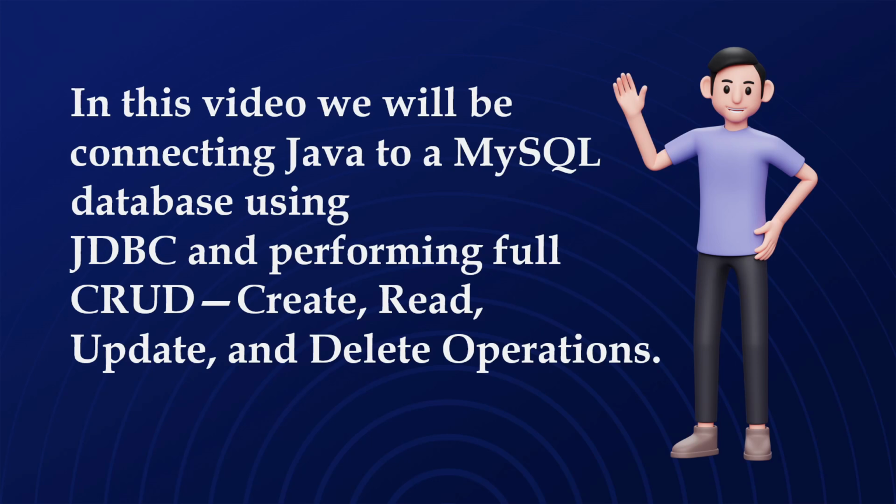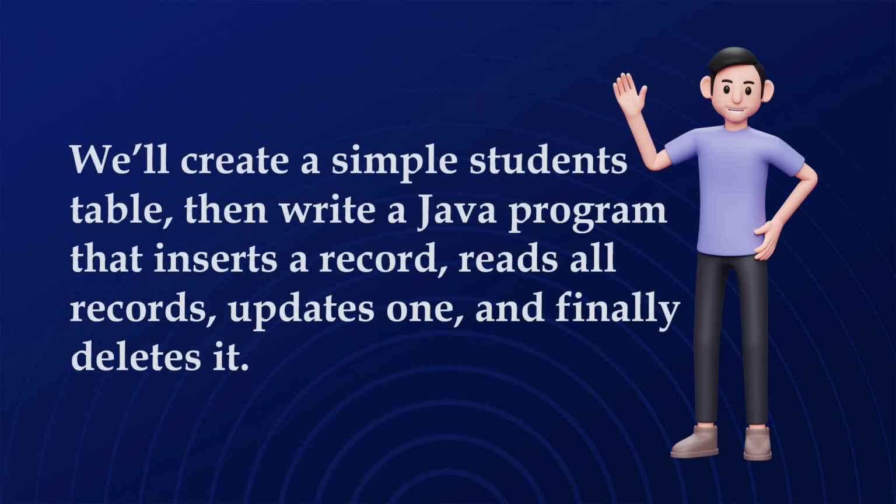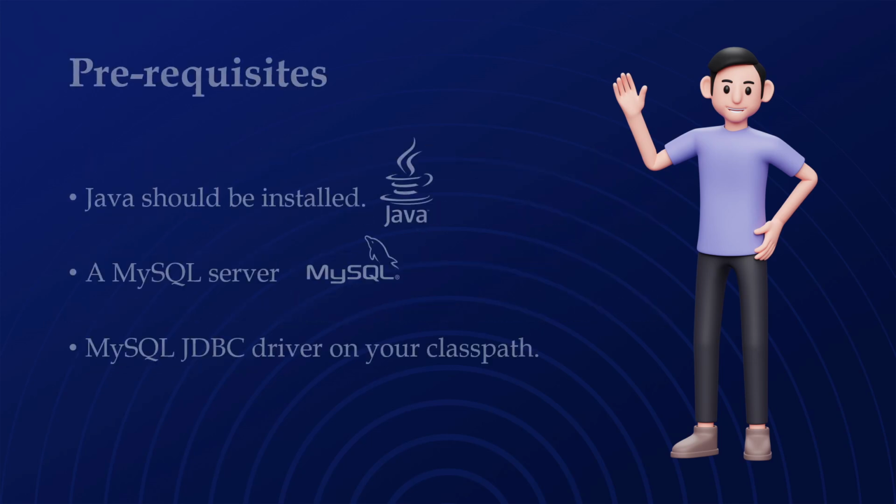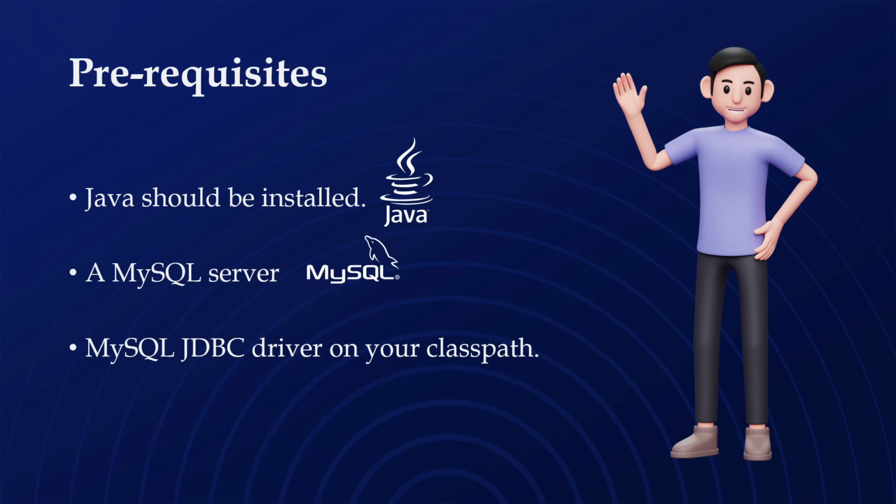We'll create a simple students table, then write a Java program that inserts a record, reads all records, updates one, and finally deletes it. You'll need Java installed, MySQL running, and the MySQL JDBC driver on your classpath. I'll show you the exact commands and code walkthrough. The JDBC jar file will be available in the description.